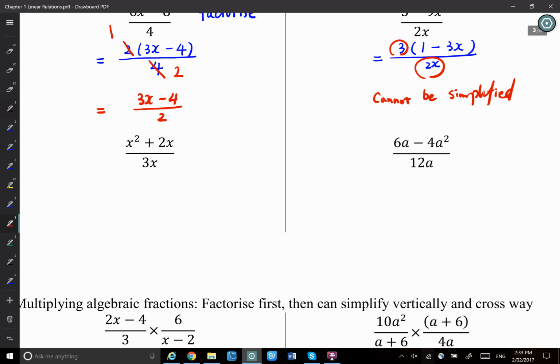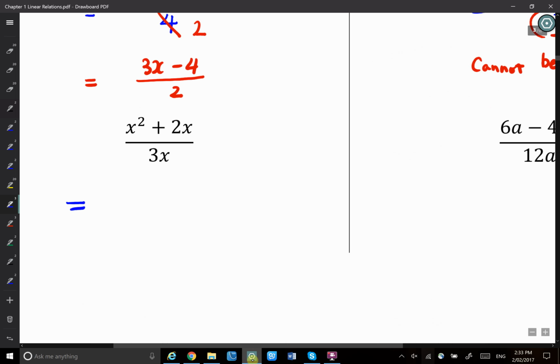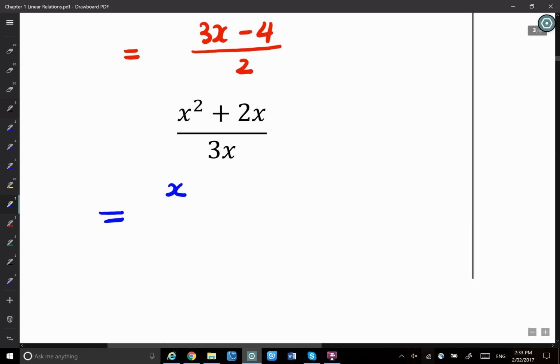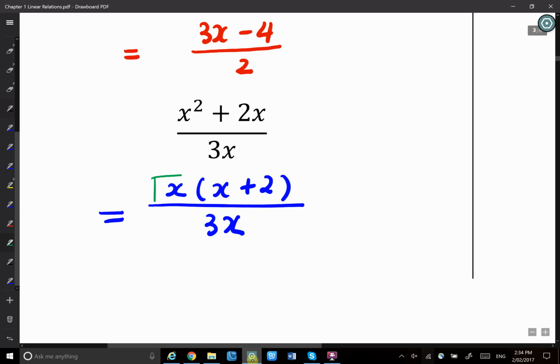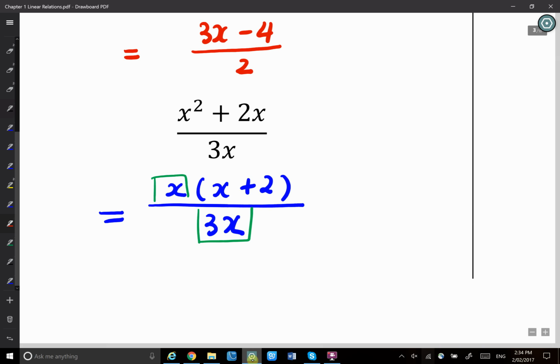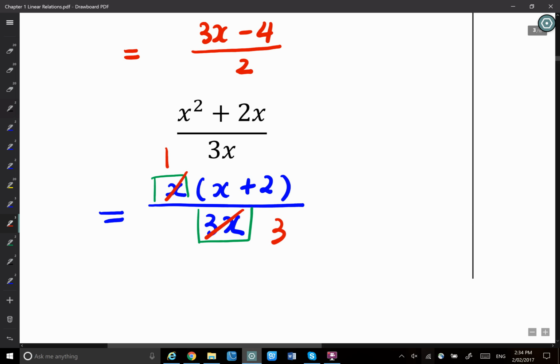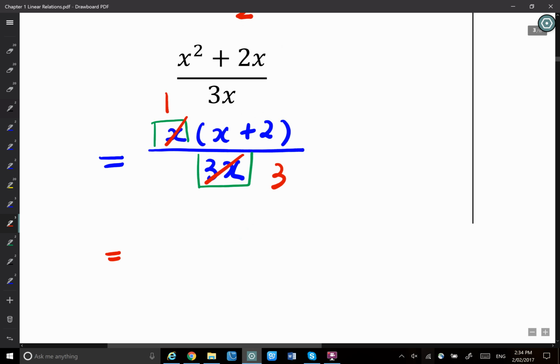Okay, next one. We have x squared plus 2x over 3x. We have x as a common factor, and we have x plus 2 over 3x. Forget about the 2 plus x; just think about the x and the 3x. We can do something to that. We can divide by x, so that is 1, that is 3. So we have x plus 2 over 3.